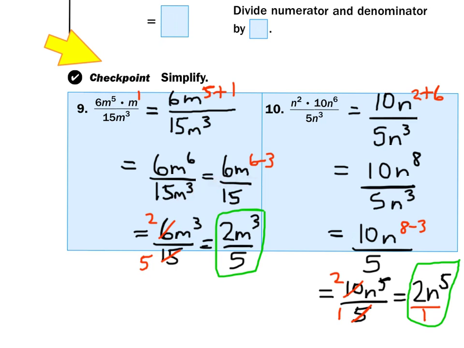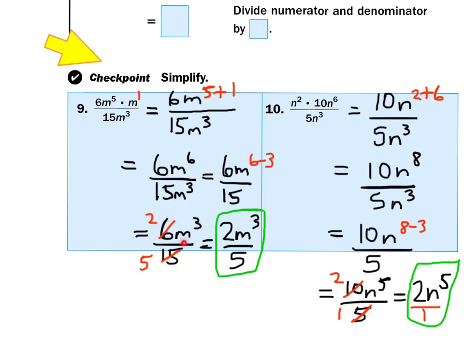Now, I copied my fraction bar, I put a 6 on top, a 15 on the bottom, and now I took care of the bases that match, the m's match. So I put the m on top, and then I used the trick top minus the bottom, 6 minus 3. So that gave me 6m to the 3rd power all over 15.